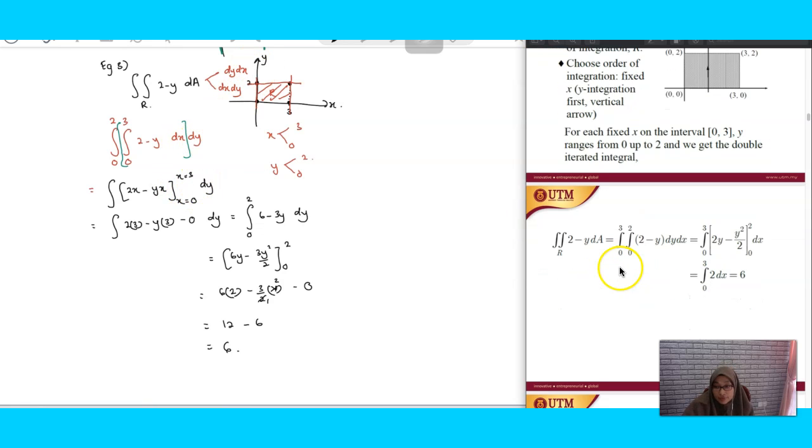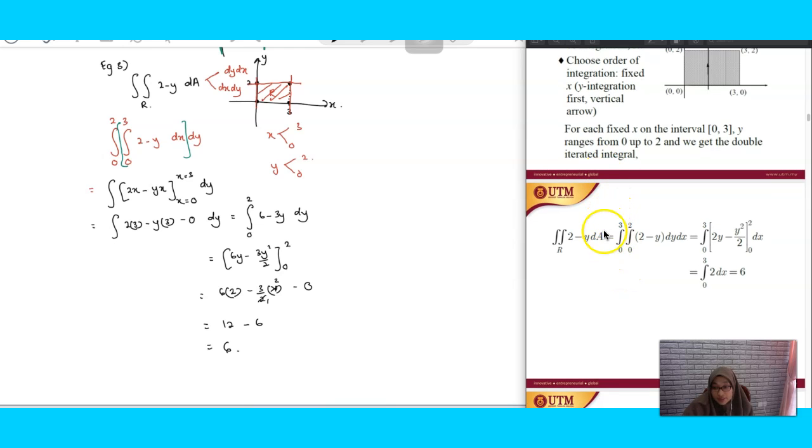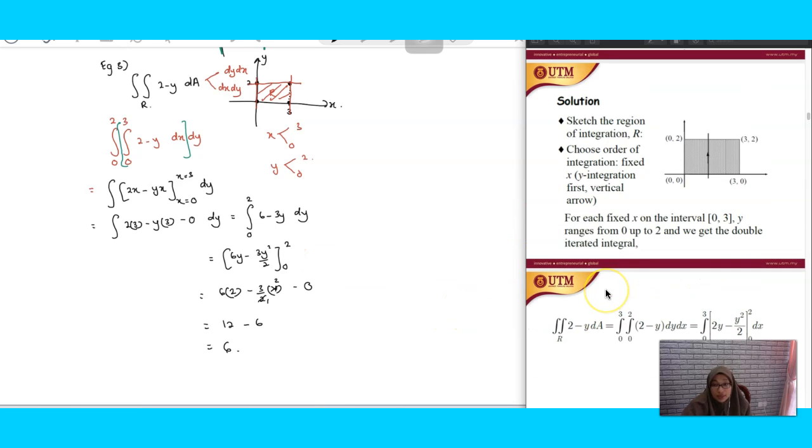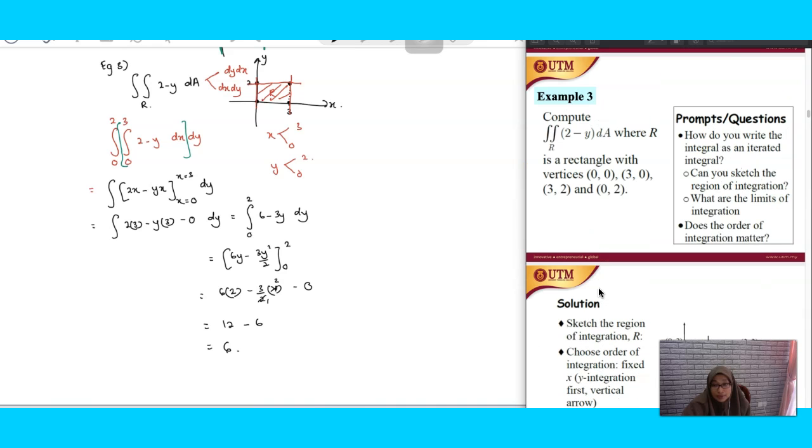But if you look at the answer provided in the notes, they use dy dx. As I mentioned before, you have two options: dy dx or dx dy. You can see here that if you use dy dx, your steps are shorter than if you use this. But still, both can be solved. Using both orders of integration, you will get the same answer. Okay, so that is for example 3.